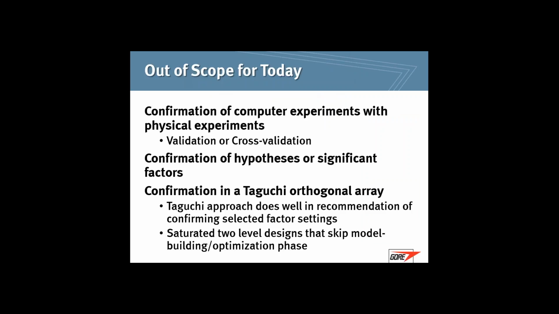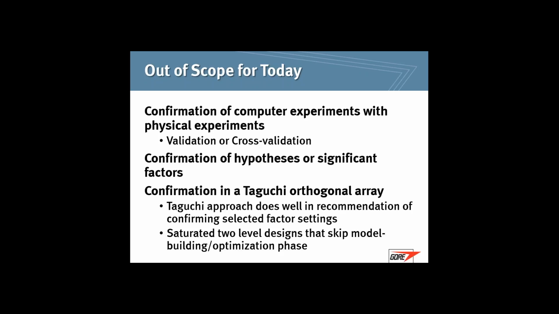What's not in scope today is when we're talking about computer experiments and physical experiments. There's a body of literature out there that talks about when you have a computer model that maybe you have built to simulate something, and then you want to confirm the computer output with some physical results. And so there's a whole body of literature that addresses that. We're not talking about confirmation of hypotheses or significant factors. So sometimes when you get into literature, you'll hear people talk about confirmation when they're really talking more about tests of significance. Does the temperature affect my response? Does the time affect the response? And that's not what we're focusing on here. I already know what my significant factors are. I've got a model that describes the relationship between those significant factors.